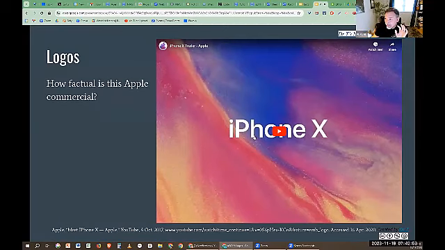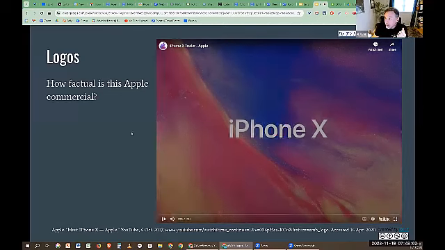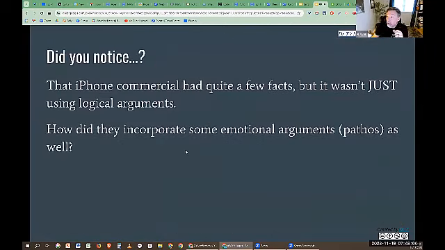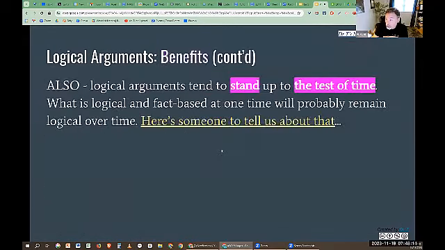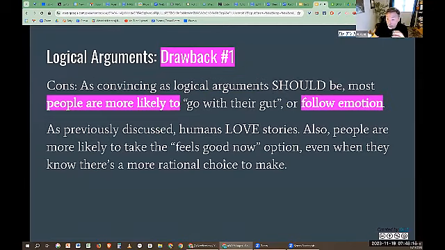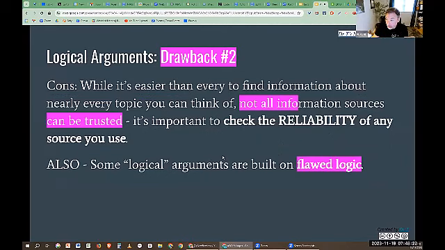So Apple does a better job of being factual about their stuff, but they do a great job of tying in emotional elements to try and get us excited about their phone. So we watch those. We're going to skip over that. We talk about how they incorporate these different things. We talk about why logical arguments are beneficial, why we would want to try and use them. We also talk about how logical arguments can have some drawbacks if we're not careful, because we know that people are more likely to follow their emotions than logic, unfortunately, even though we may think that we are more logical than emotional.